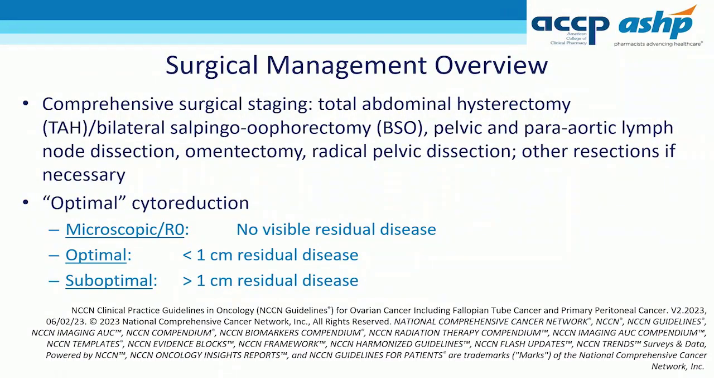Okay, so jumping into the surgical management. Even in these early stage patients, surgery is still going to be an important part of their treatment. And for surgery, we're going to be doing comprehensive surgical staging, which includes a total abdominal hysterectomy, bilateral salpingo-oophorectomy, pelvic and para-aortic lymph node dissections, omentectomies, radical pelvic dissections, and potentially other resections if appropriate. And the goal here is really to get what we call an optimal cytoreduction, which means that we have less than 1 centimeter of visible disease remaining at the time of closure. Suboptimal would be if there's greater than 1 centimeter left, and a microscopic or an R0 resection would be that there's nothing visible at the end of surgery.